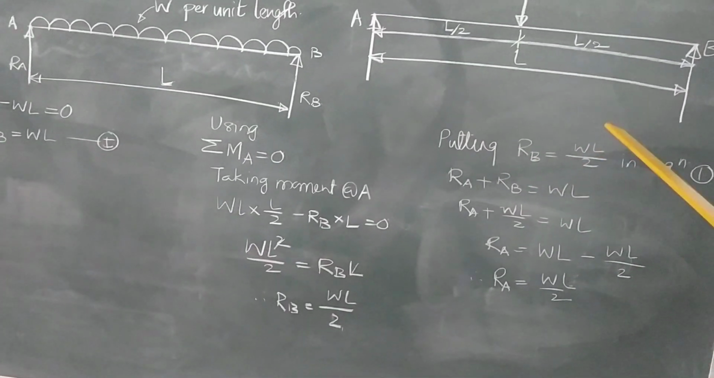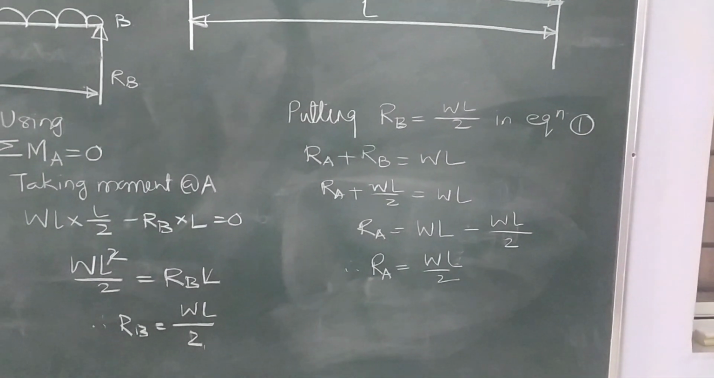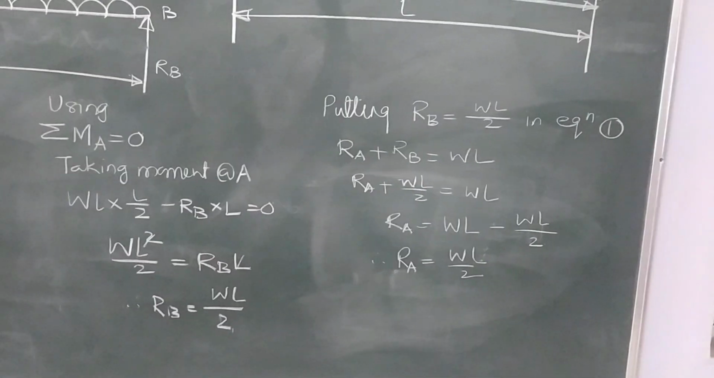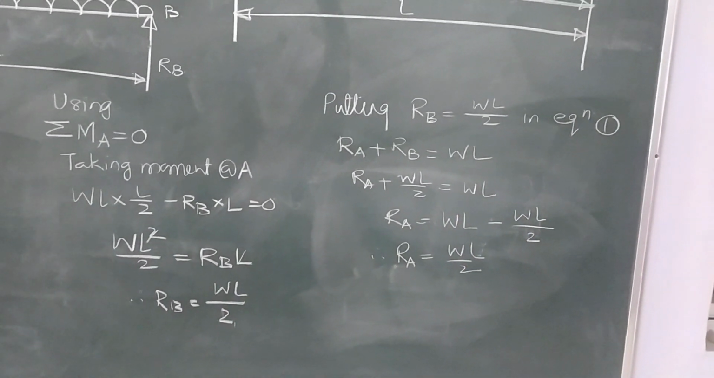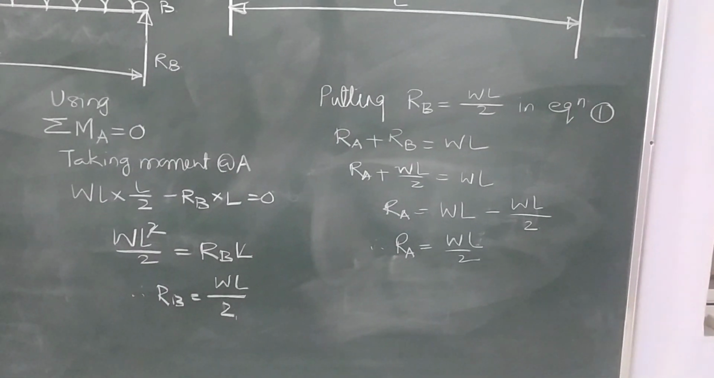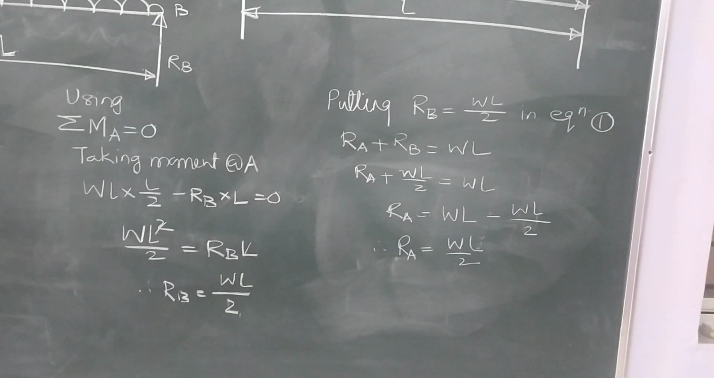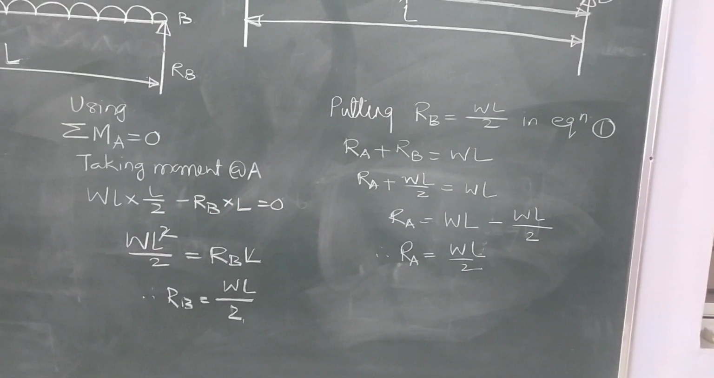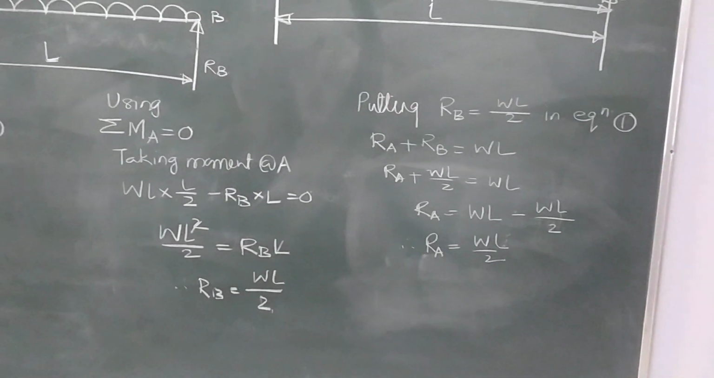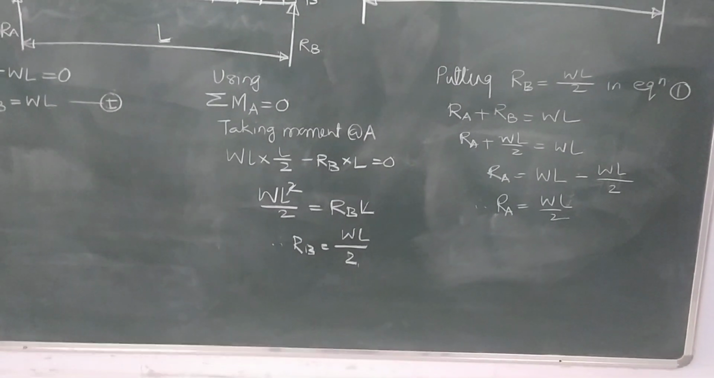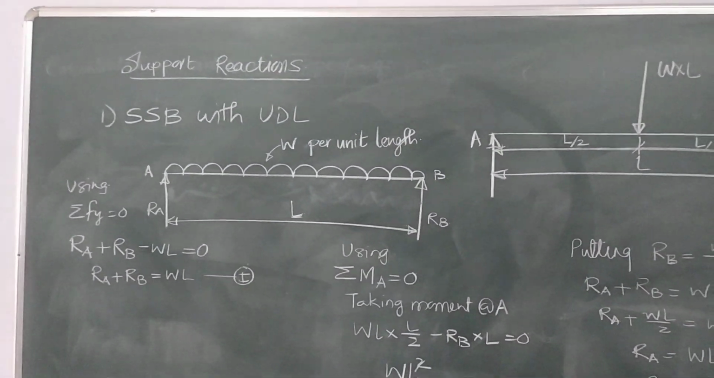Now, putting RB equal to WL by 2 in equation 1, RA plus RB is equal to WL. Putting RB equal to WL by 2, RA plus WL by 2 equal to WL. Therefore, RA will be WL minus WL by 2. Therefore, RA is equal to WL by 2. So, we have found out the RA and RB values for a simply supported beam with UDL.